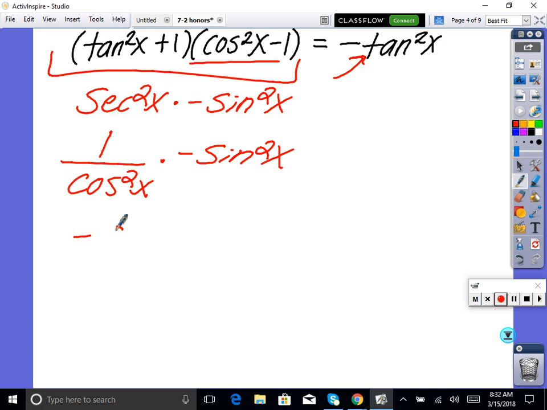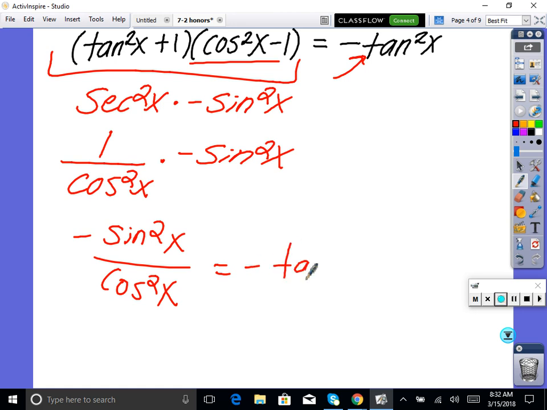You can't just say, oh yeah, I see that it's that, because that defeats the whole purpose. So then you go like this. So that's negative sine squared x over cosine squared x, which is equal to sine over cosine. Negative tangent squared x, and then you'd be able to put your check mark because you've reached your goal.